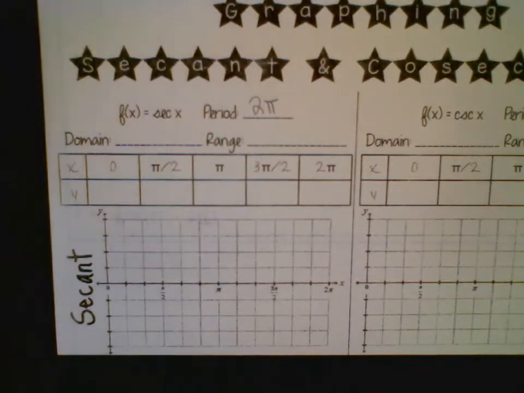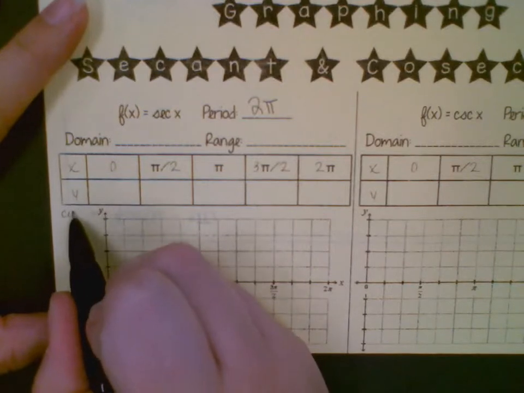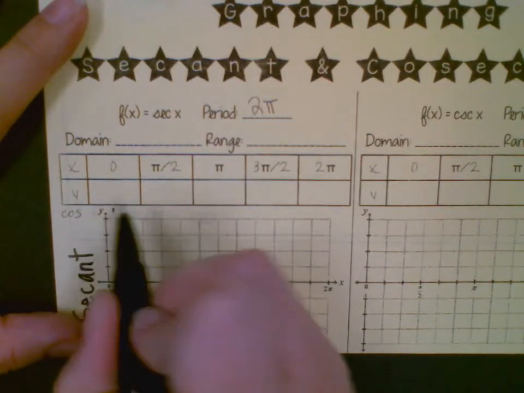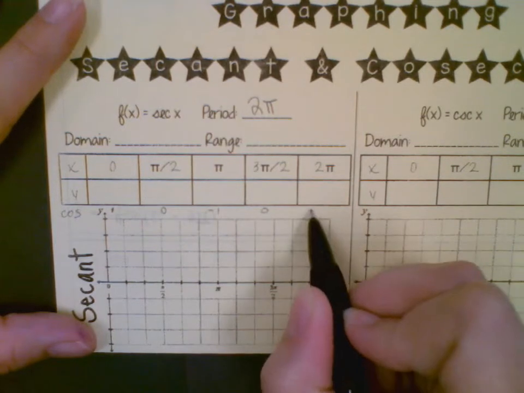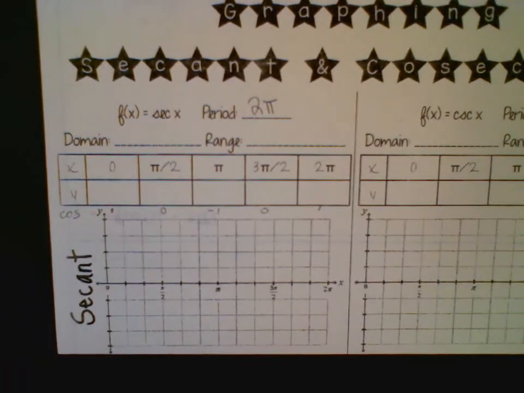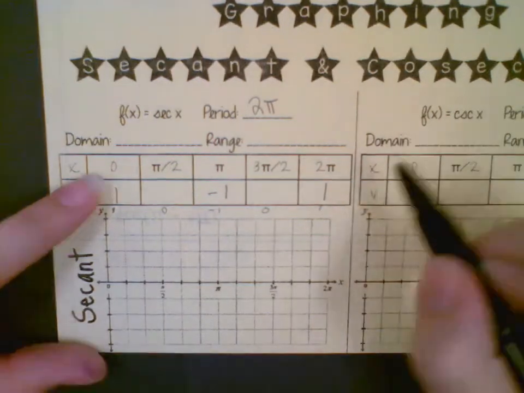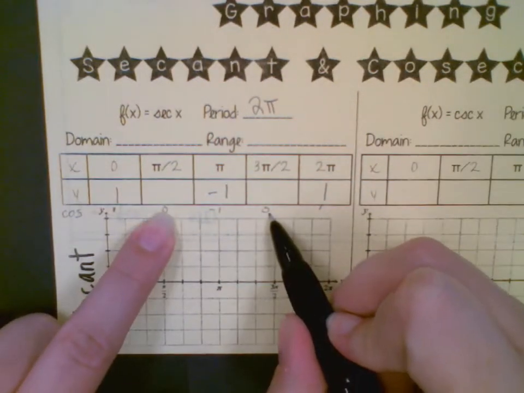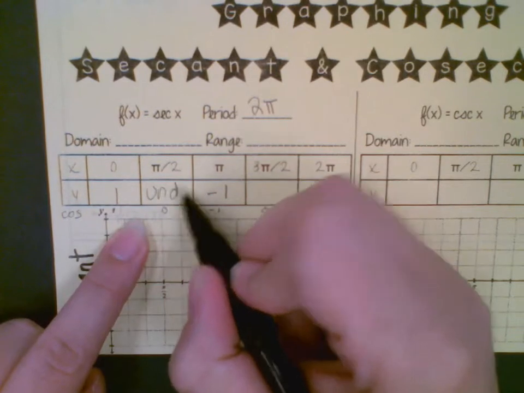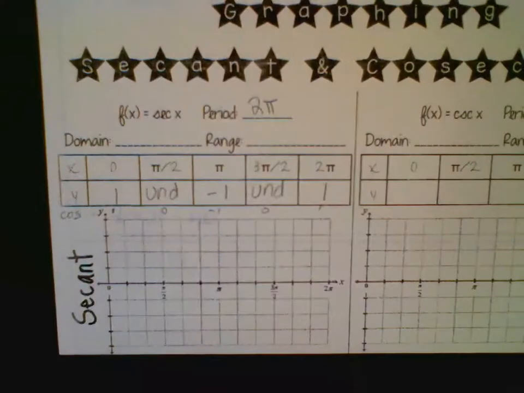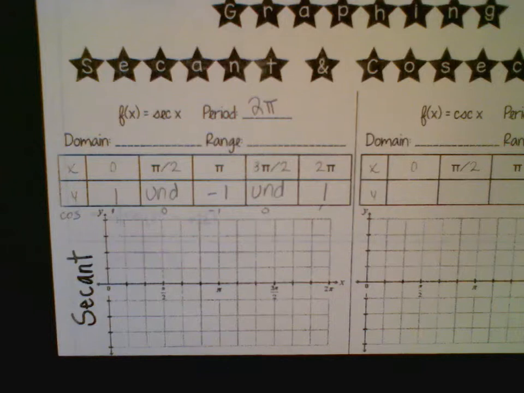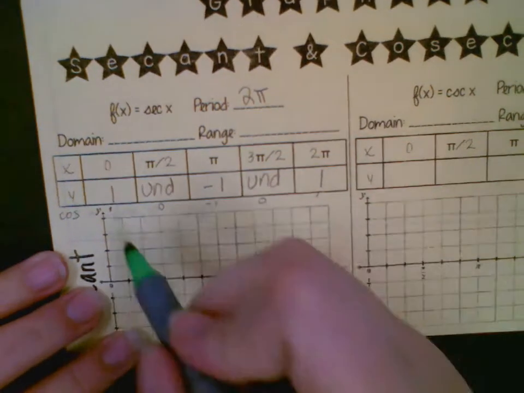So to help you find those y values, think about what cosine is. So cosine, normal y values are 1, 0, -1, 0, and 1. But we're flipping those over. So that's what our secant values are. So the reciprocal of 1 is 1. We get -1 there and a 1 there. But what happens when we reciprocal 0? Good. We get undefined, which is why we have those asymptotes in this graph. Okay? So let's draw in our asymptotes first. So they're at pi over 2 and 3 pi over 2.